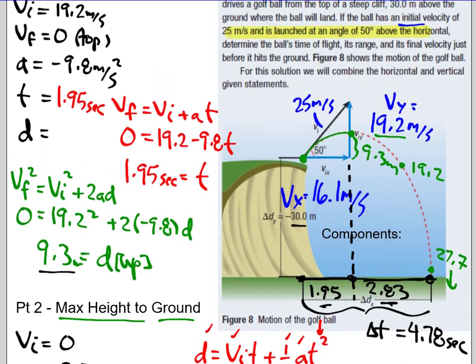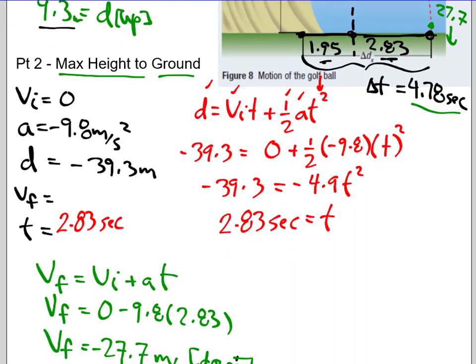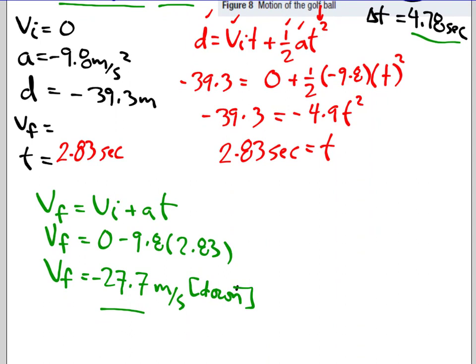Okay, so let's go back and look at what we found. We need to know the time of flight. We have that, 4.78 seconds. We're going to use that to find the range and the final velocity. That's going to be a challenging piece. Okay, so let's do the final velocity while we're on this page, just because the information's here.